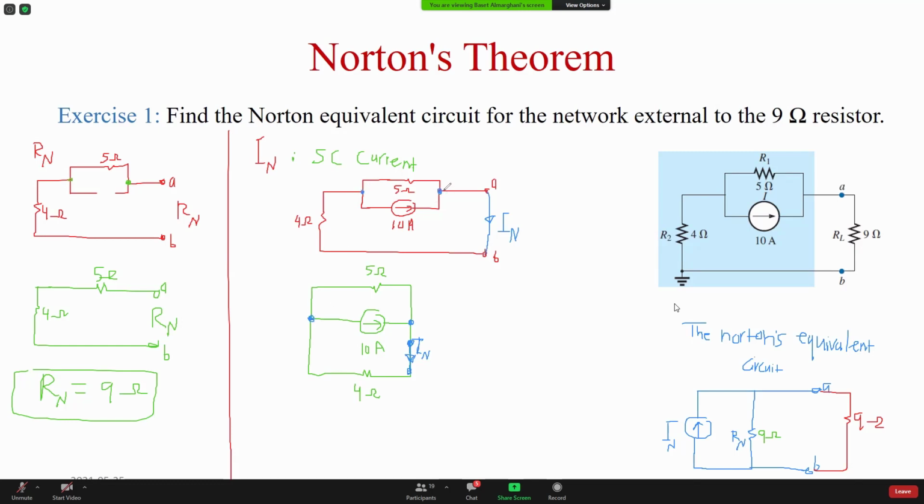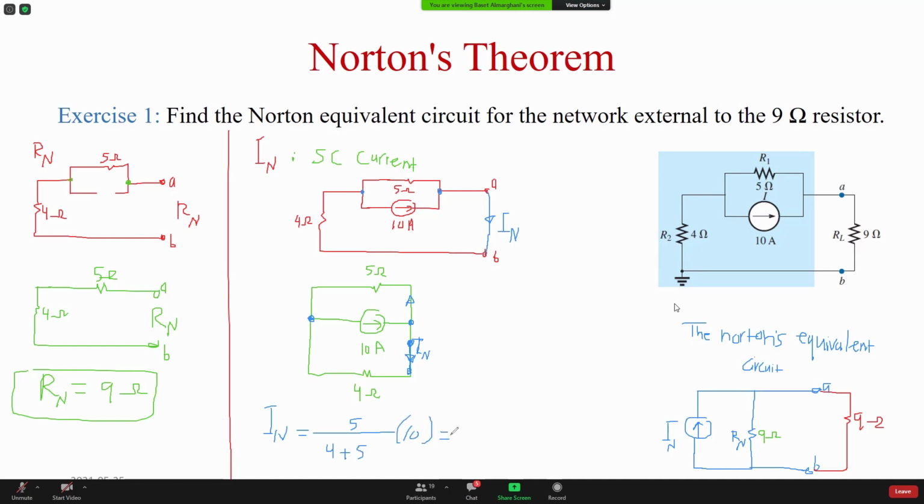So you come to this intersection, you go this way through the 4 ohm, or you go this way through the 5 ohm. So the 10 ampere here is going to be divided into a current going that way and a current going this way. So I can use the current divider for I Norton, the simple current divider when you have 2 resistors. If you want the current in the 4 ohm, you multiply by the 5 ohm, then divide by the sum, multiplied by the total.